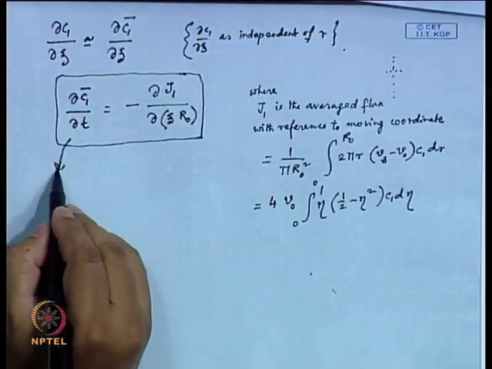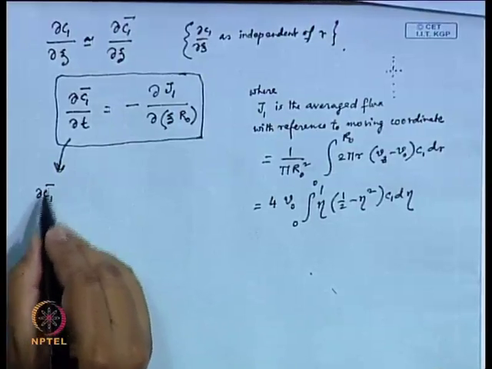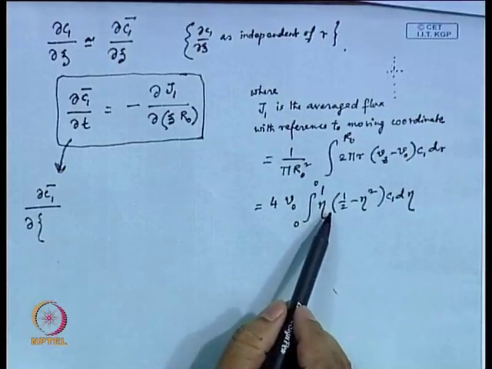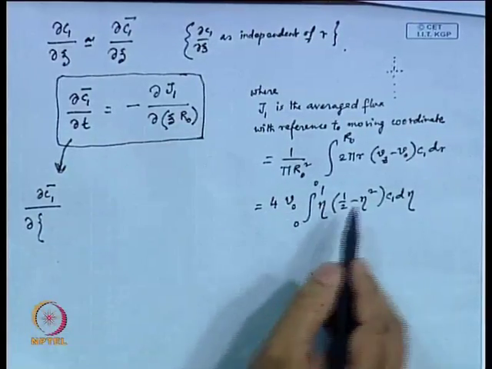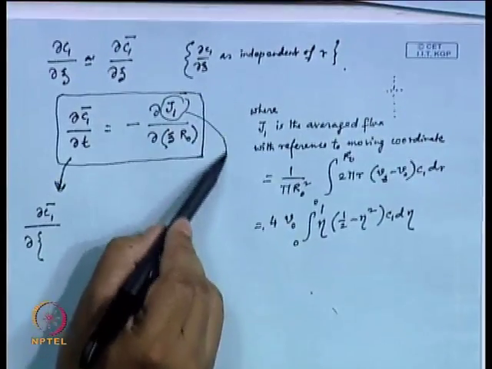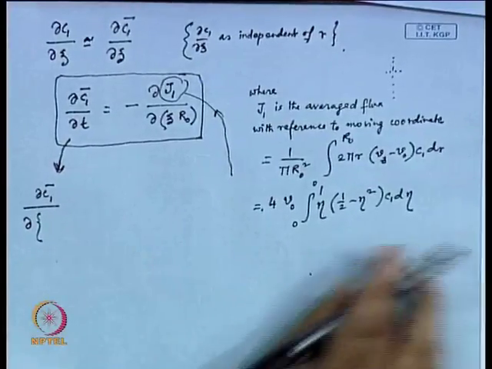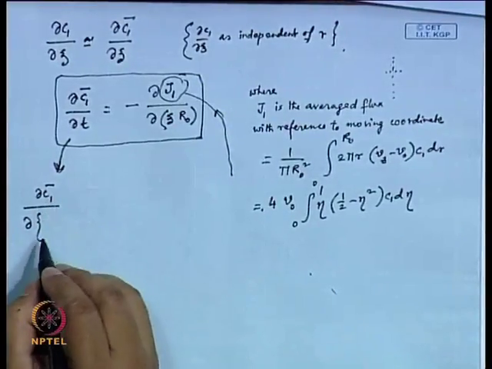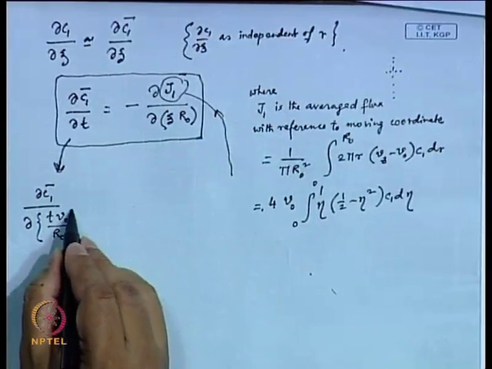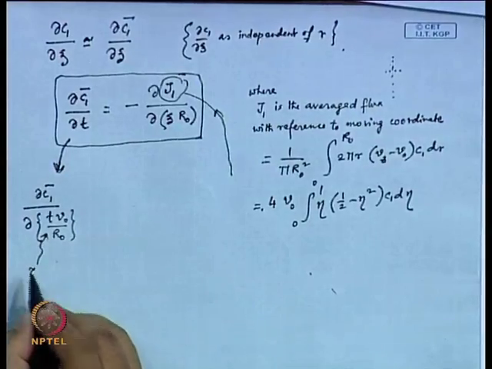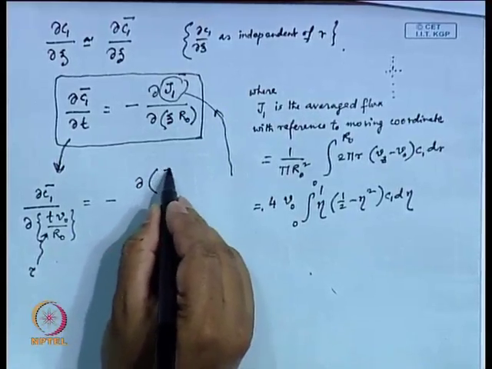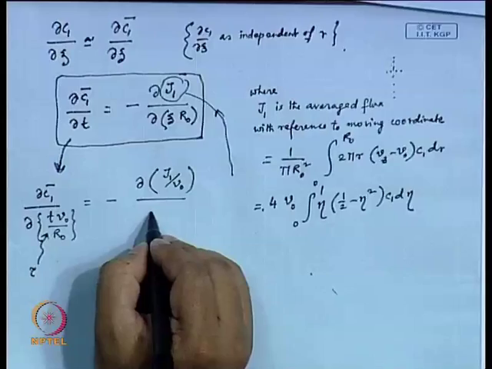First of all, this expression will take the shape del C1 bar, and instead of del t, you club some of the terms. This J1 would be replaced by this expression that you have. So instead of del t, you write del t V0 by R0 and call this tau. This is equal to minus del of J1 by V0 del zeta.